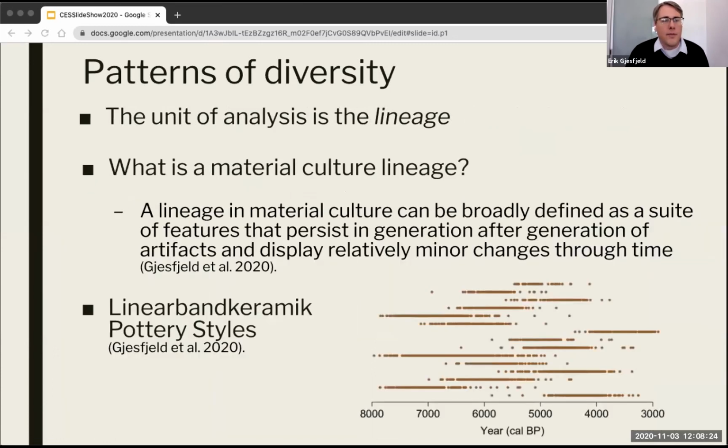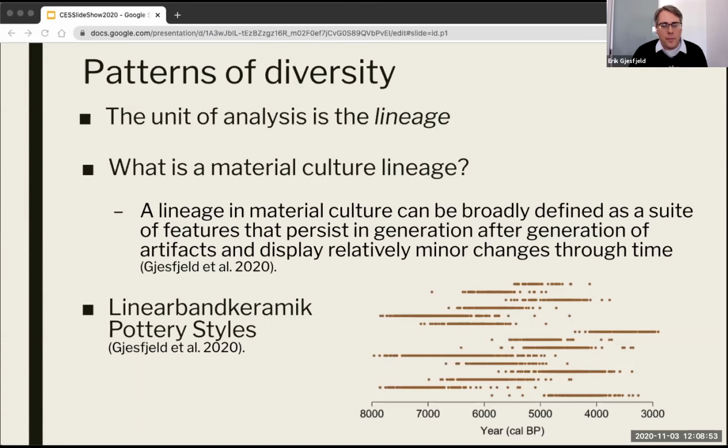So one of the most significant differences in our approach to cultural macroevolution is that we focus our unit of analysis on the lineage. And so what do we mean by a material culture lineage? Well, we define lineage as a suite of features that persist in generation after generation of artifacts or objects, and display relatively minor changes through time. And so in this sense, we're prioritizing the historical continuity of objects.